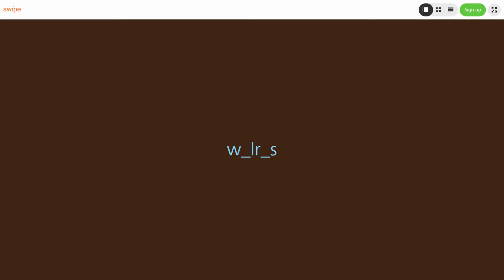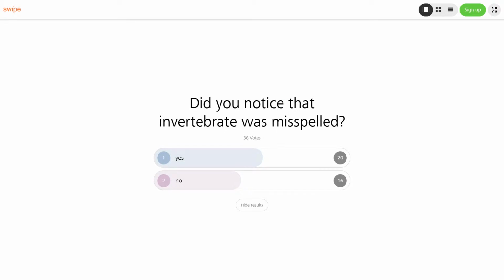The earliest alphabet, the Phoenician alphabet, did not have vowels. It only used consonants. The vowels could be implied from context, just as right here. The Phoenician alphabet is based on ancient Hebrew, which also has only consonants, no vowels. Did you notice that invertebrate was misspelled?